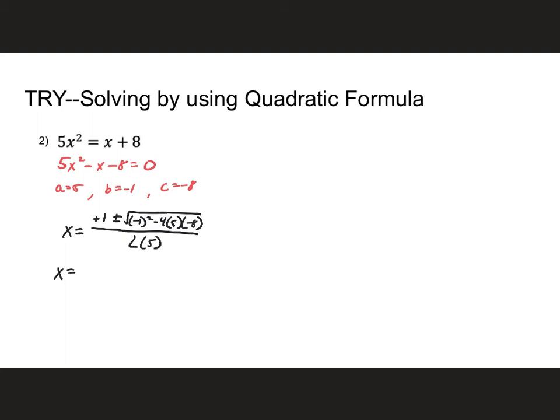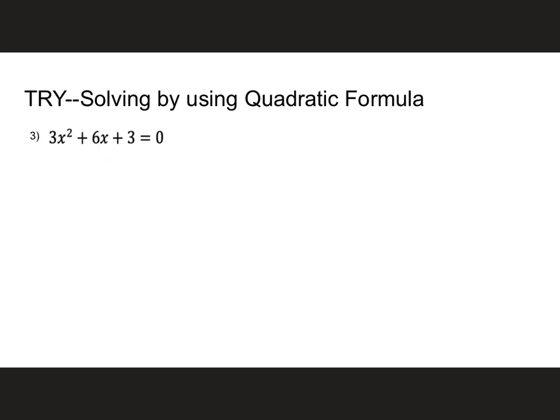That's x equals 1 plus or minus the square root of, let's say, 4 times 5, so it's 1 plus 160 over 10. So I got 1 plus or minus the square root of 161 over 10. And I don't believe there's any perfect square that can divide into 161. So my final answer is 1 plus or minus the square root of 161 over 10.